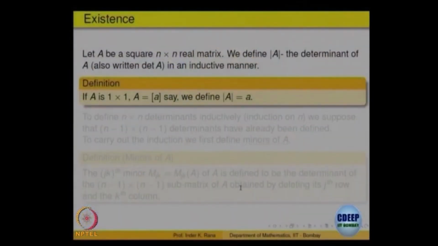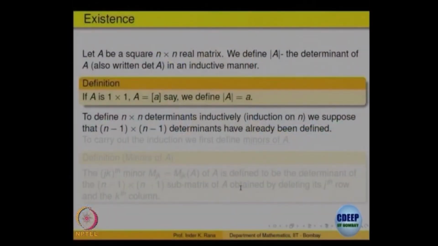By induction, we want to define the notion of determinant of a n cross n matrix. So how do you define? Define it for n equal to 1. So for n equal to 1, what is the definition? It is only one scalar, right. So it is that scalar itself as a determinant. Only one row, one column, so all properties will be satisfied.